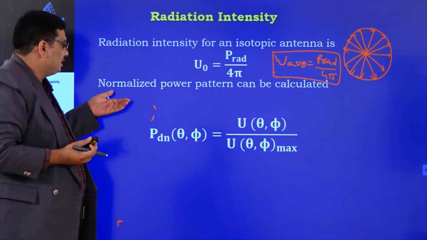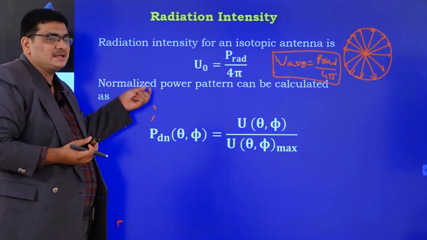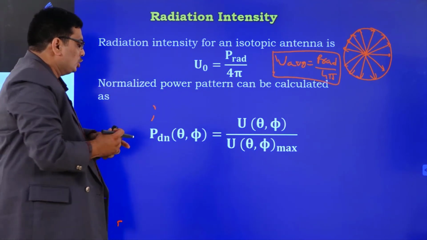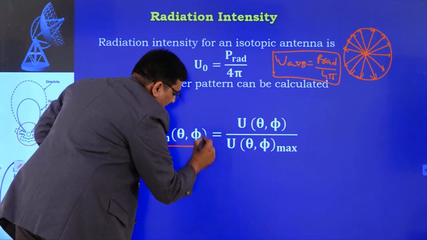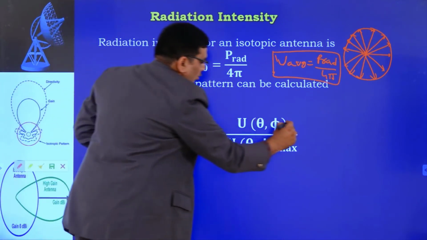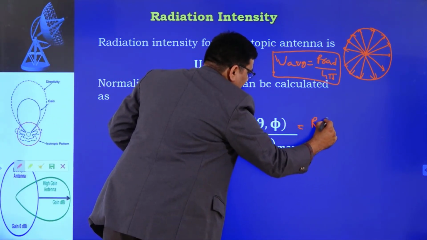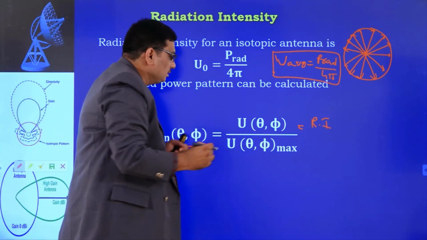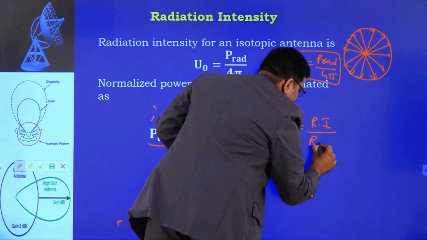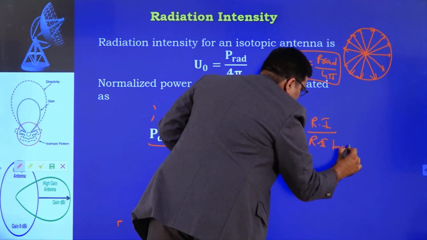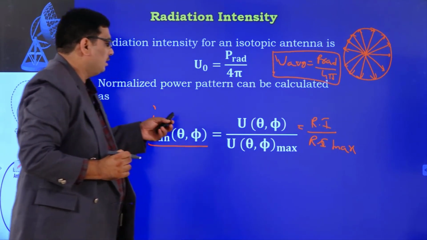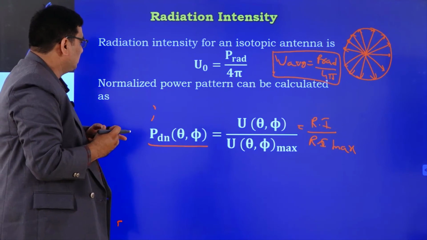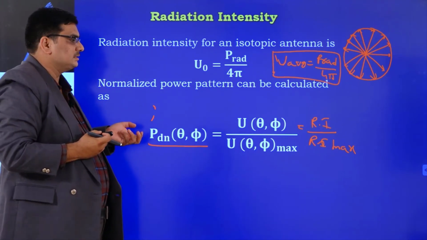Finally, we are expressing the normalized power pattern in terms of radiation intensity. So this is the normalized power pattern, which is equal to U of theta comma phi, the radiation intensity, divided by U maximum, the maximum radiation intensity. That is equal to the normalized power.